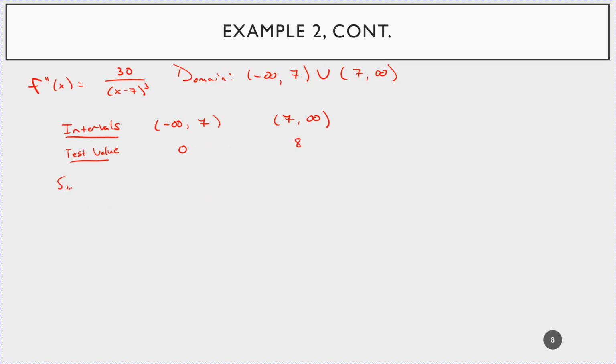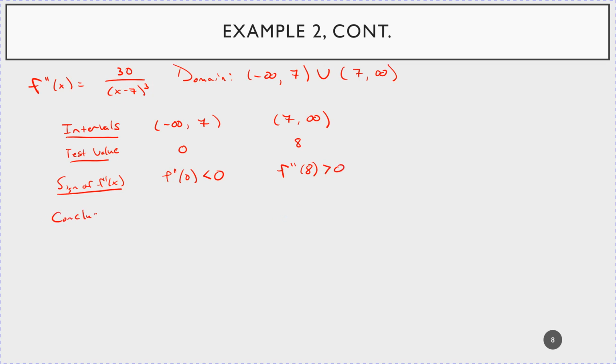And now look, you're going to look at the sign of f double prime of x. Well, f double prime of 0. If you plug 0 in here, remember, you're only interested in the sign. This is 0 minus 7, which is minus 7. Minus 7 cubed is a negative number. Positive divided by a negative is negative. And then f double prime of 8. Well, 8 minus 7 is 1. 1 cubed is 1. 30 divided by 1, positive.